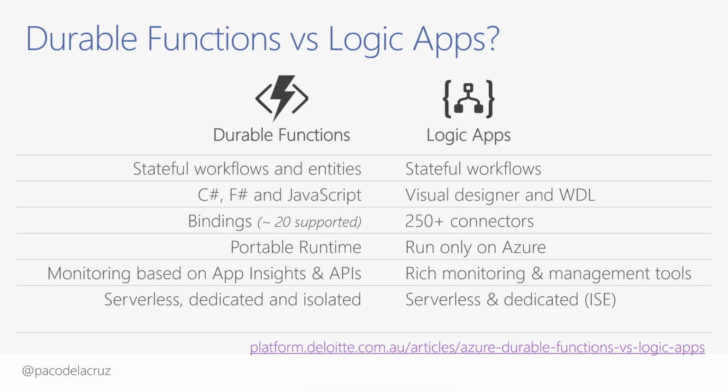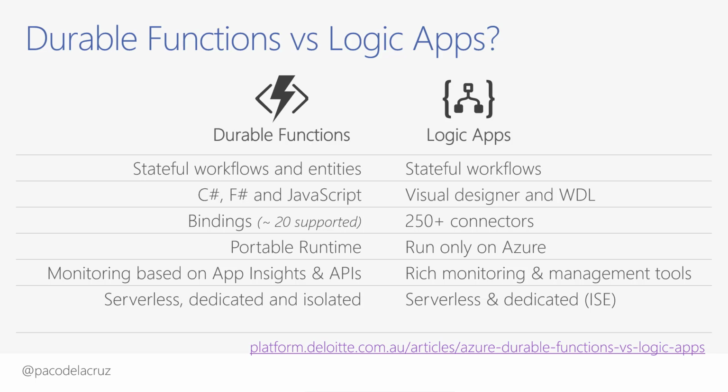One of the main differences is the amount of connectors available on each of the platforms. Logic Apps gives you 250 plus connectors, and Durable Functions has roughly 20 bindings supported. So this is input and output bindings. If you need to integrate with many different systems, probably Logic Apps would give you a lot of value. But if you just need basic protocols, Durable Functions might give you all that you need.